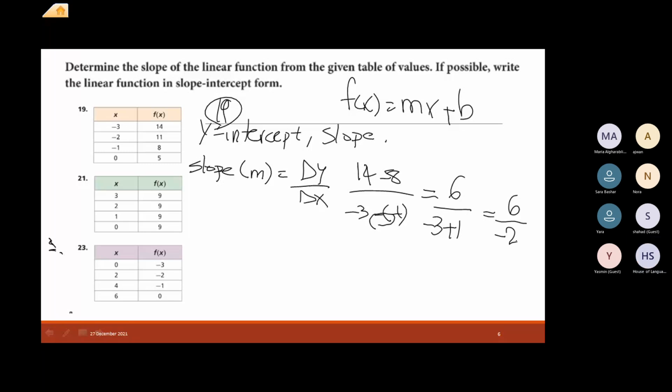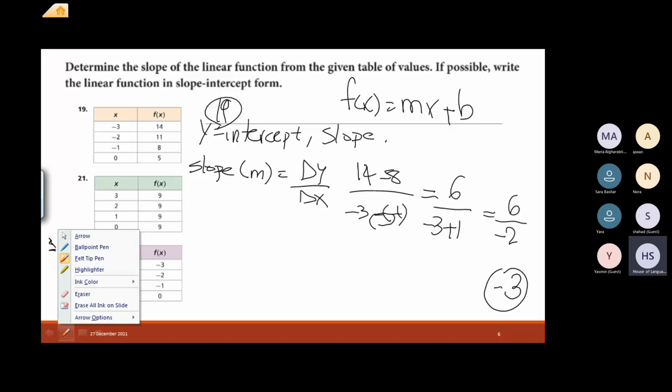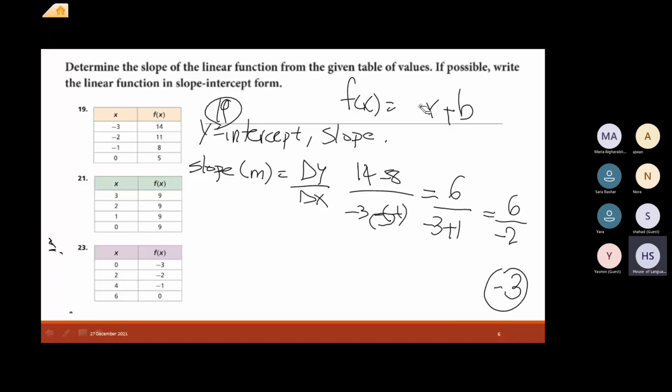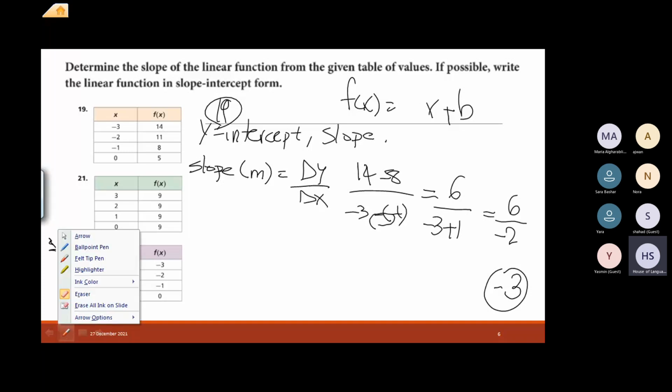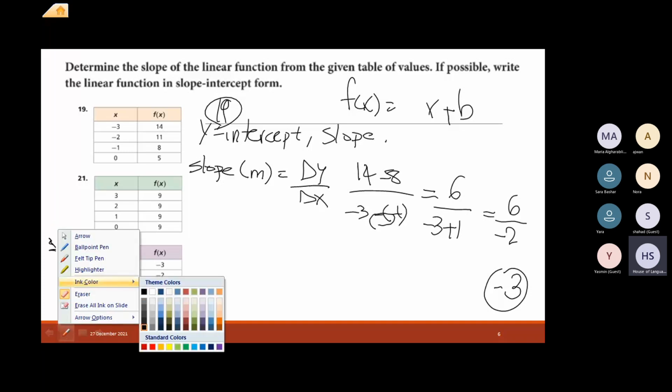Let me continue. 6 over 2 is 3, and put the negative sign. So what is the slope here? Negative 3. So what do I need to do now? I will erase m and put negative 3 because I have already found it.